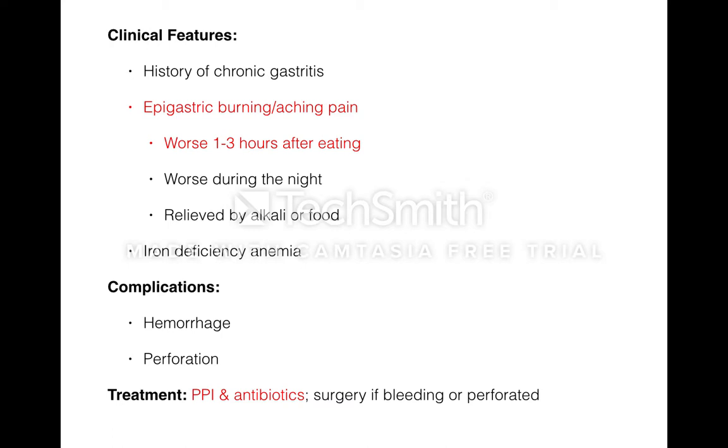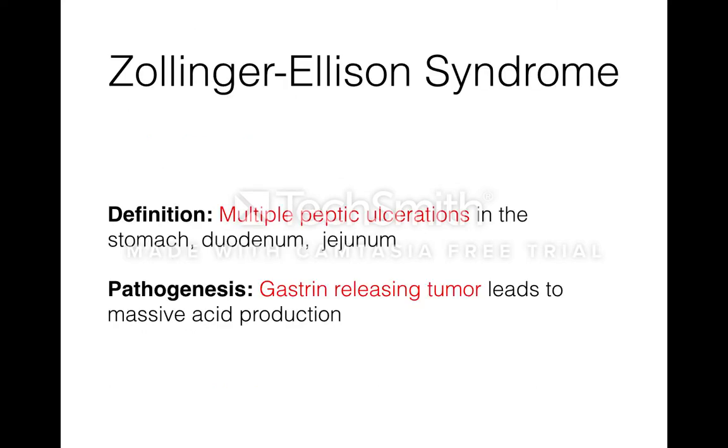Patients presenting with PUD typically have a history of chronic gastritis. They will have epigastric burning or aching pain that's going to be worse 1 to 3 hours after eating. The pain also tends to be worse during the night and will be relieved by food or alkali, like Pepto-Bismol. Patients can also have iron deficiency anemia from ulcer bleeding. More severe complications are going to be hemorrhage or perforation. Treatment is typically with PPI and antibiotics for the H. pylori. Surgery is required in the case of perforation or bleeding.